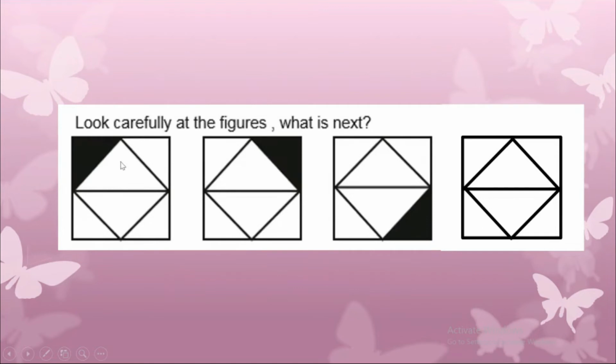It's from upper left to upper right, then lower right. So it should be followed by the lower left because the shaded triangle is in clockwise direction. So the shaded region now must be on the lower left part of the figure. So we have this one. Did you get the correct answer?